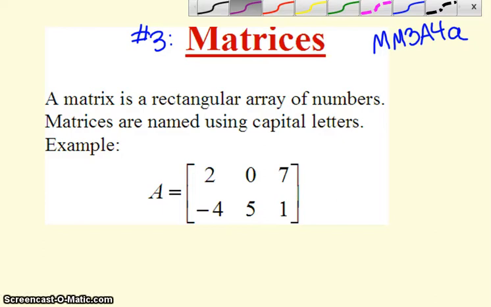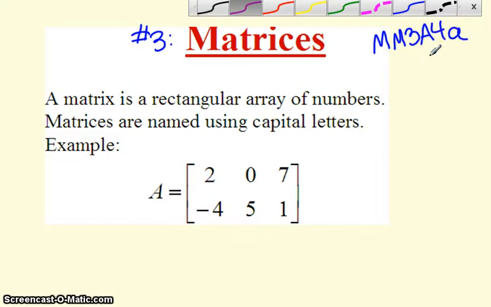Okay, for today's video, we are talking about matrix basics. Now, I know right here it says number 3. Your entry may be different depending on when we are viewing this, where we are in our notebook. So our standard today is MM3A4A, which is talking about doing operations with matrices.